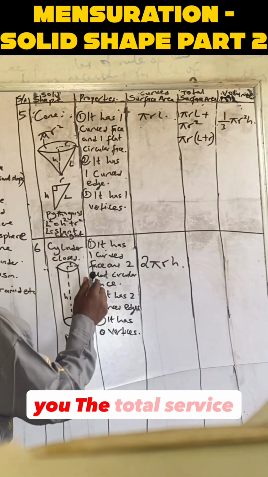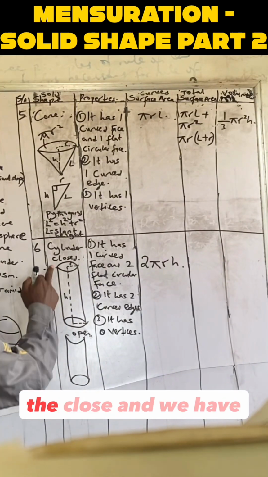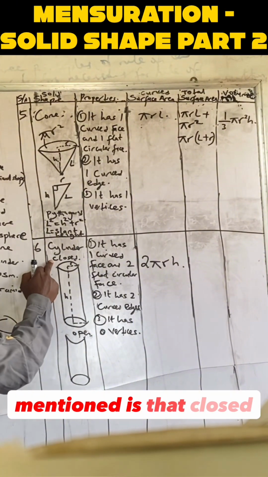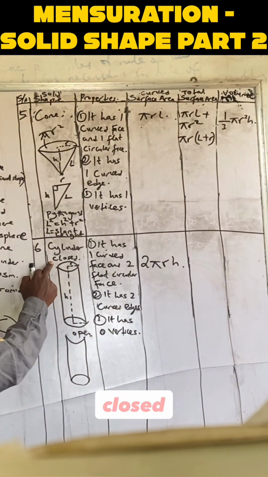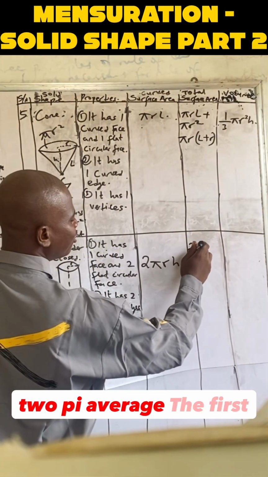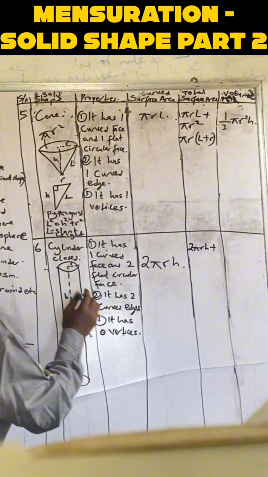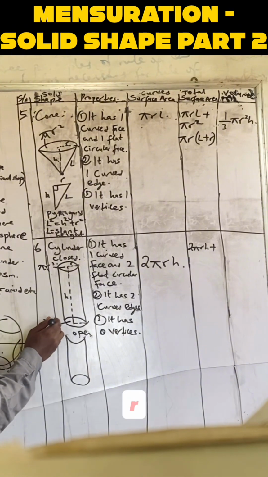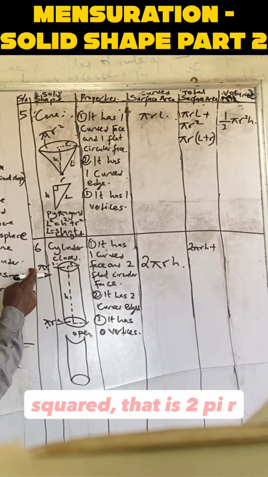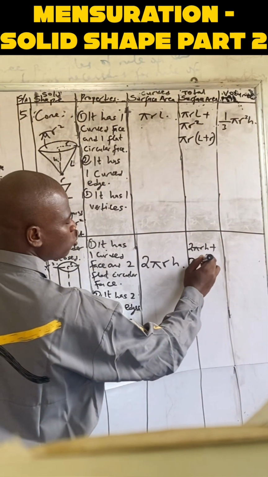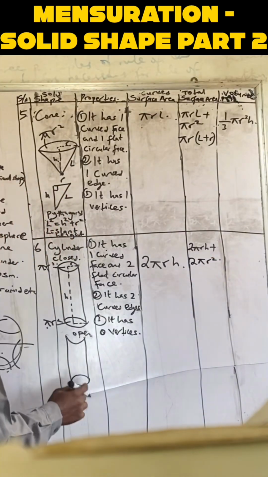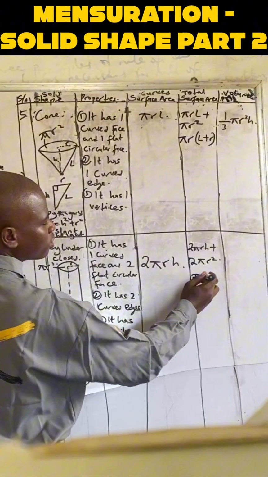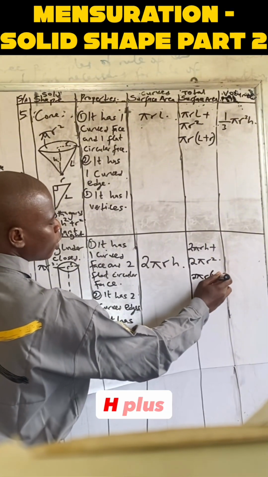So what is the total surface area? Of two types, we have the closed and we have the open cylinder. So note, you understand, they will mention either closed or open. If it's closed, 2 pi rh plus the first circle is pi r square, the second circle is pi r square. So pi r square plus pi r square, that is 2 pi r square. What is common between them? 2 is common. Pi is common. R is common. Remaining h plus r.